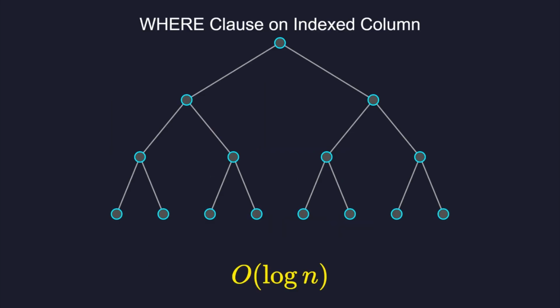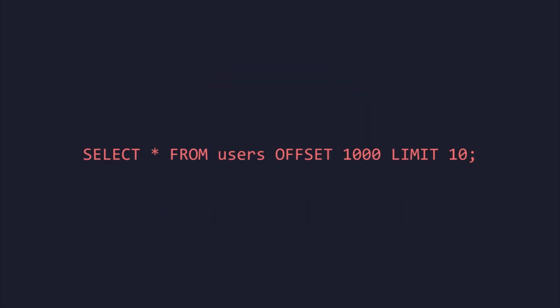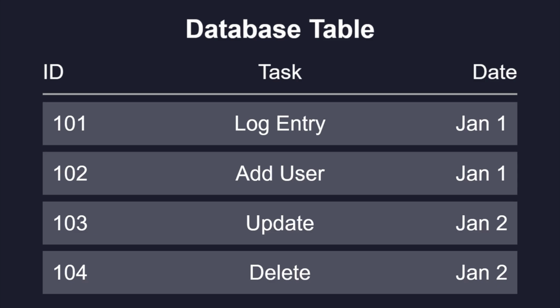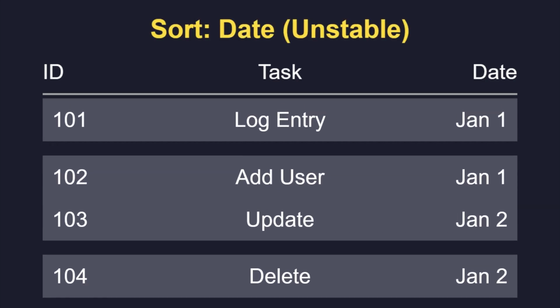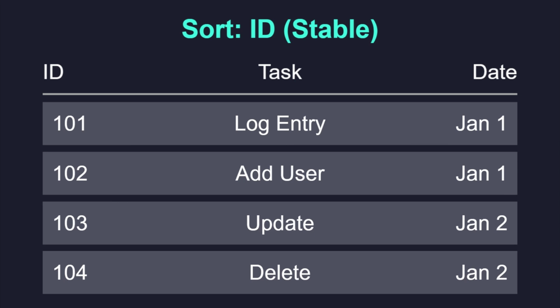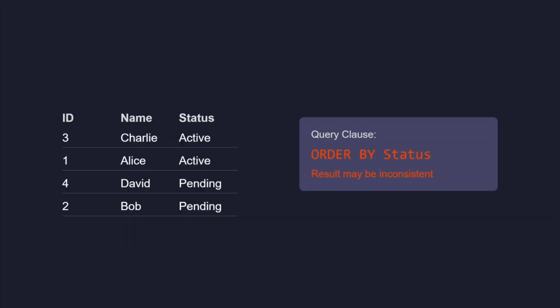By using a where clause on an indexed column, the database uses a B-tree lookup to find the starting point in logarithmic time. Replace the traditional select star with limit and offset with a select query filtered by a unique identifier greater than the last value. Cursors must be unique and deterministic. If you sort by a non-unique field like a date, the database might return inconsistent results.